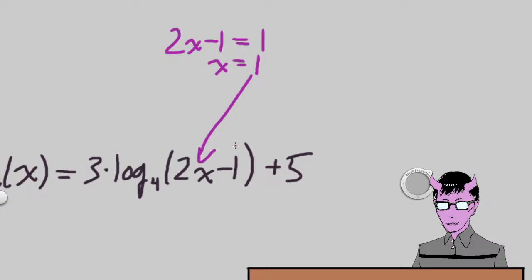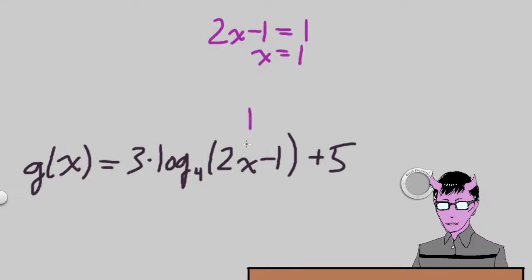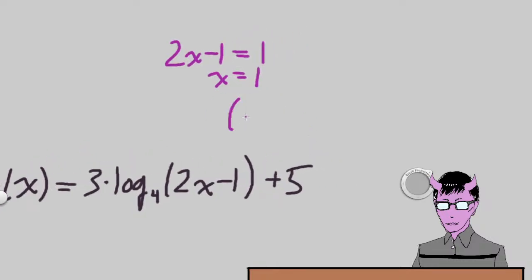So if x is 1, then this whole thing becomes 1. The argument becomes 1, and once the argument is 1, we're evaluating log base 4 of 1, which is just 0. 0 times 3 is 0. 0 plus 5 is 5. So that means our first anchor point is 1, 5.